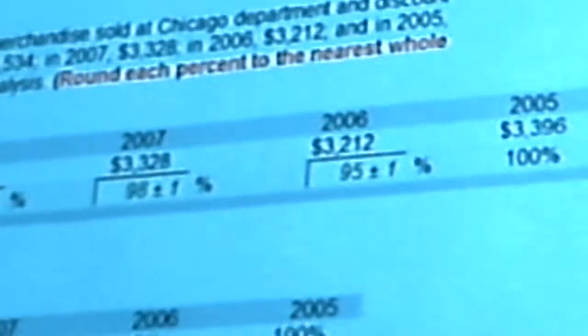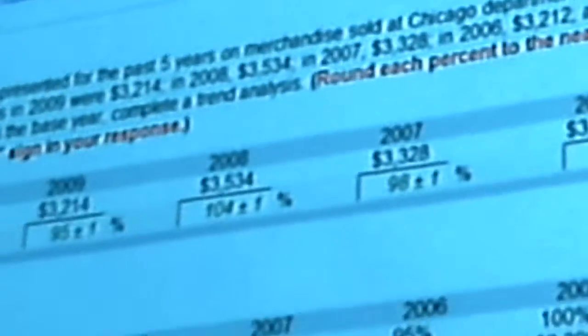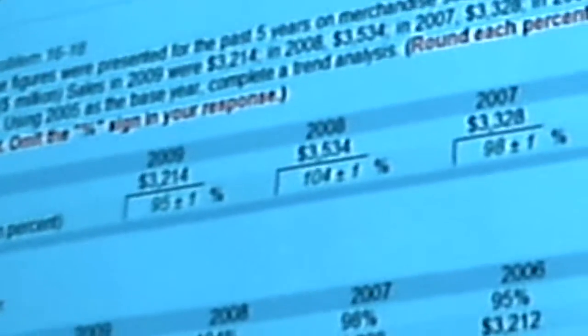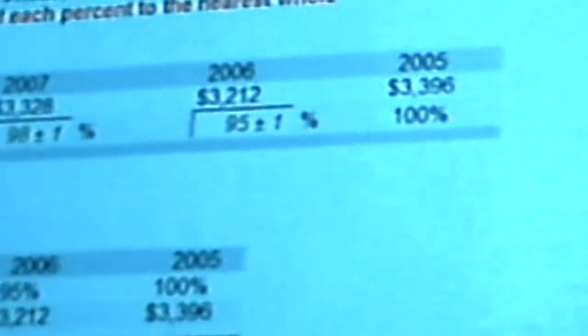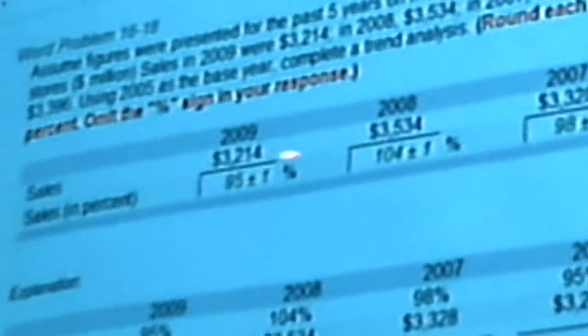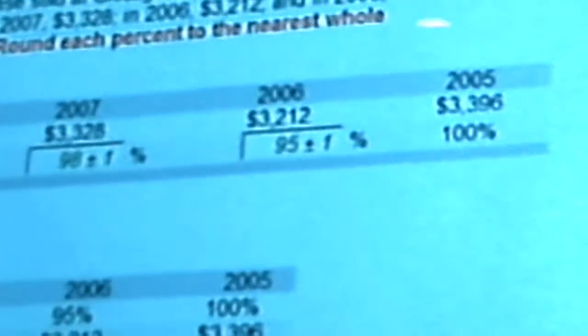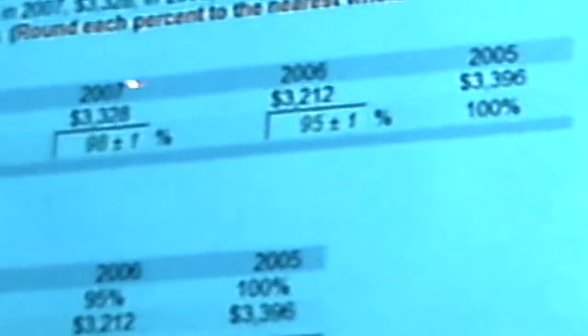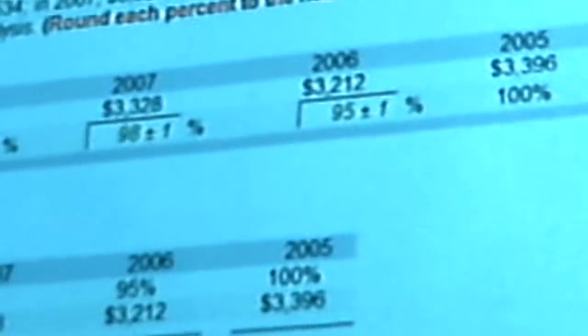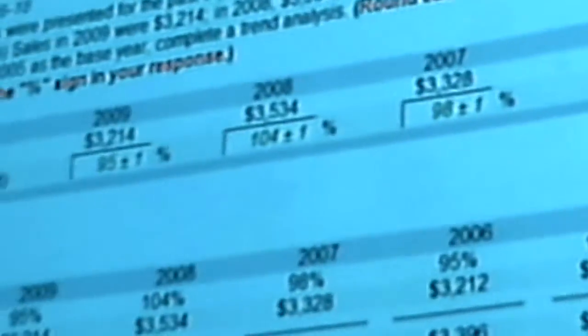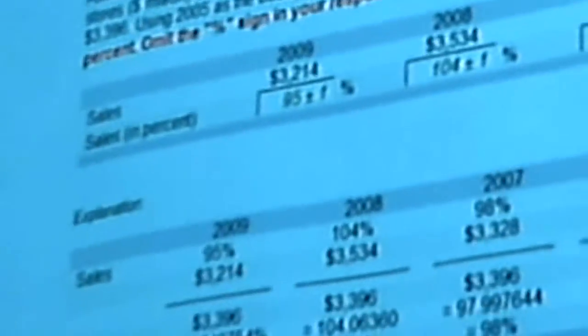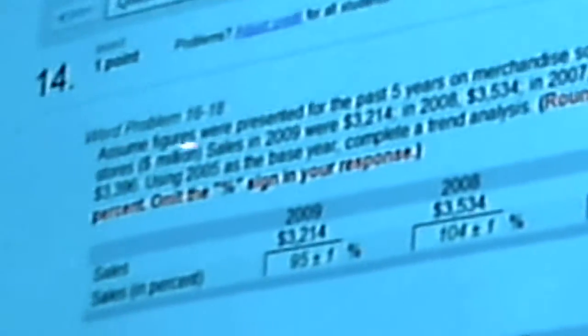All right, trend analysis, last two problems. Do you recognize this? Yes. Look over here first. Here's the explanation down at the bottom. This is what you're going to see on your problem. What do you remember? The earliest year is always the one you divide by. Yes. Very simple.